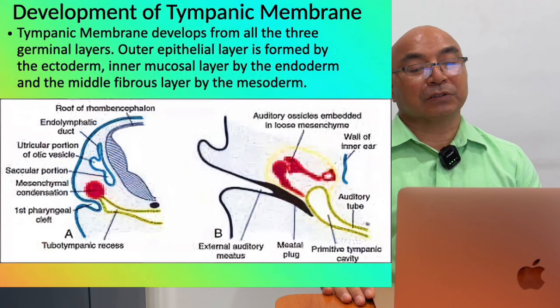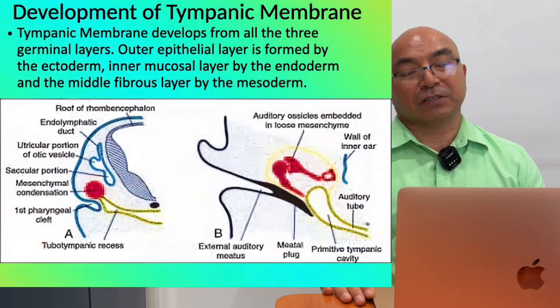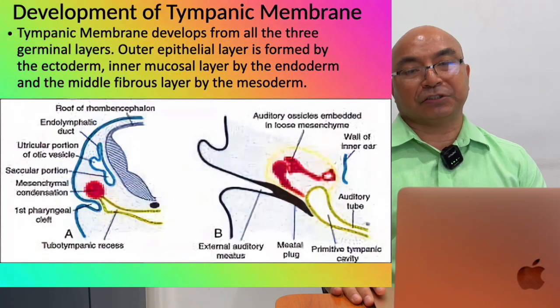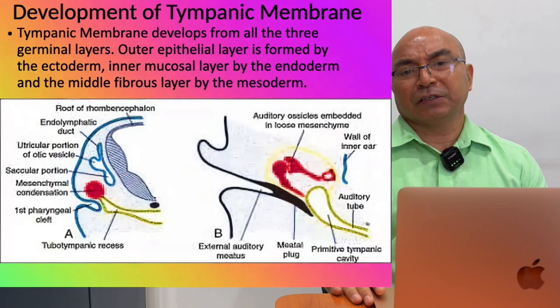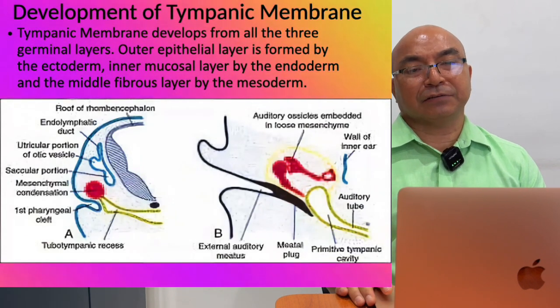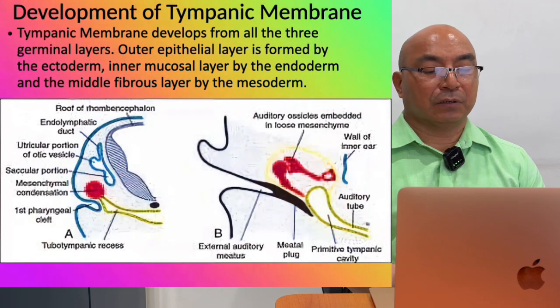So I have covered almost all the parts of the anatomy of the external ear, starting from the structures, development, nerve supplies, and relations. This ends today's lecture.